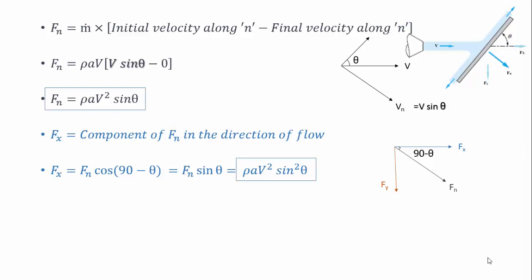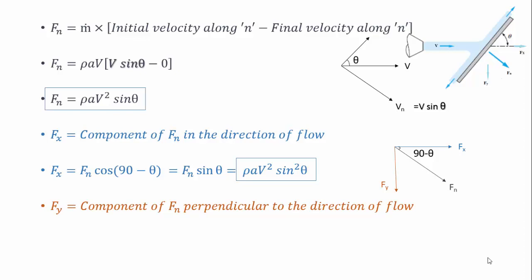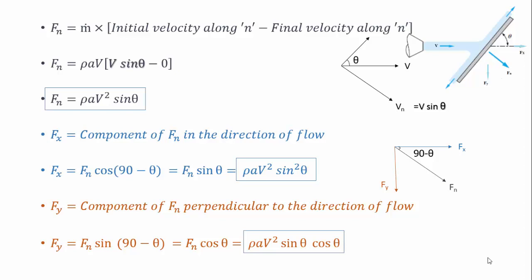Similarly, the component of Fn along the direction y is Fn sine(90 minus theta). We know that sine(90 minus theta) is cos theta. Hence, the force acting on the direction y is rho a v squared sine theta cos theta.